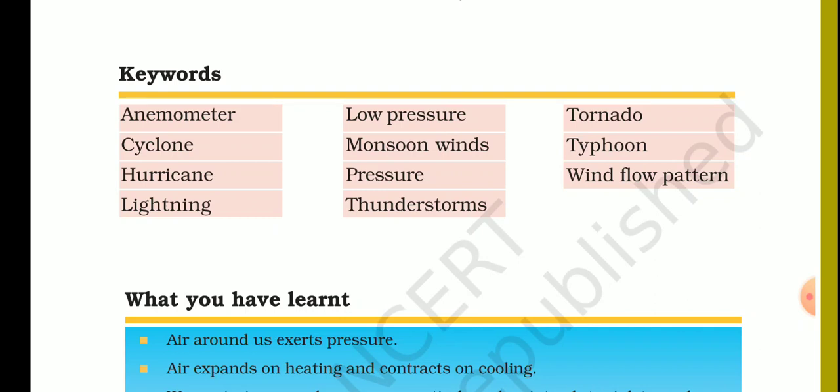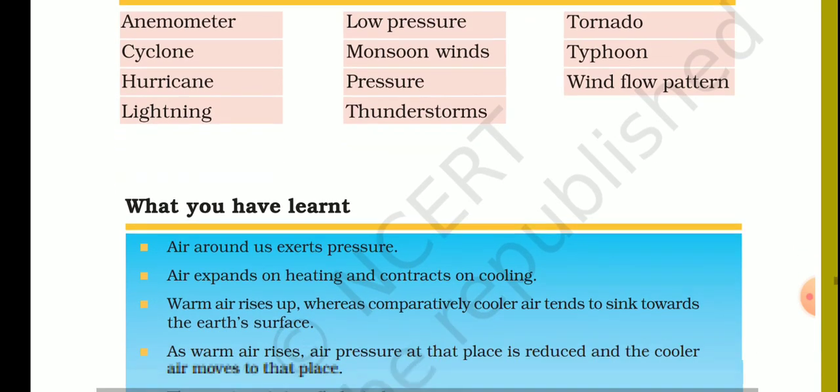We discussed that the wind flows from high pressure area to low pressure area. Okay, and the higher the difference between the pressure areas, the higher will be the speed of the wind. Okay, now next one is what you have learnt.